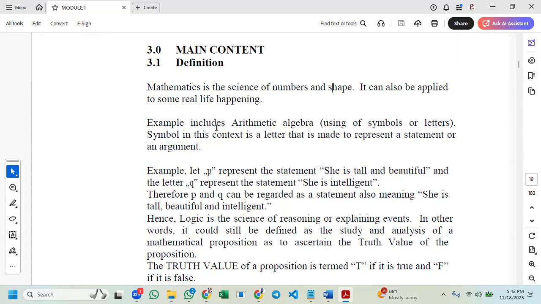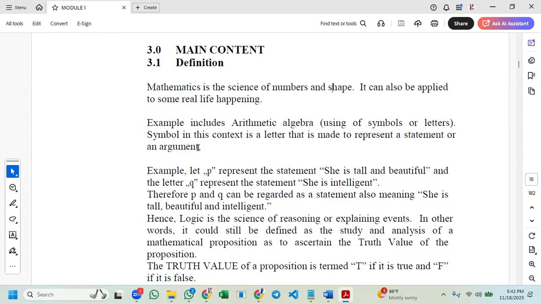Now, examples include arithmetic and algebra, using symbols or letters. A symbol in this context is a letter made to represent a statement or an argument. Now, this is another thing. They may tell you that dash includes arithmetic, algebra, using symbols or letters. That is mathematics. We're still talking of mathematics here.